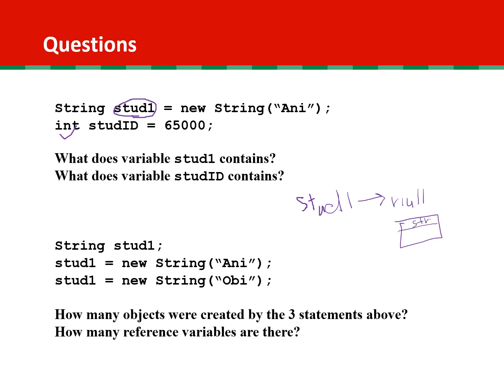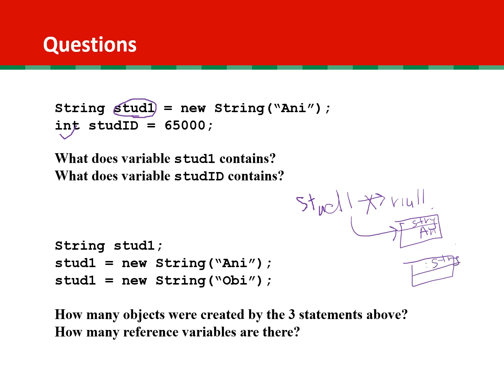This object is a string. Sorry for the bad drawing. And then the value name is ani. So what happened here on the second line is it is no longer pointing to null. It's pointing to the new object. And then on the third line, a new object is created. It's a type string.